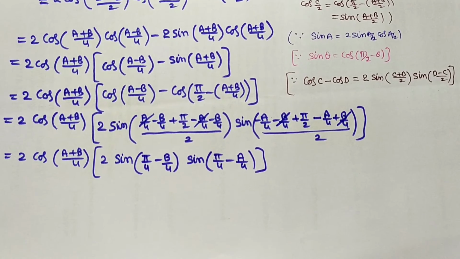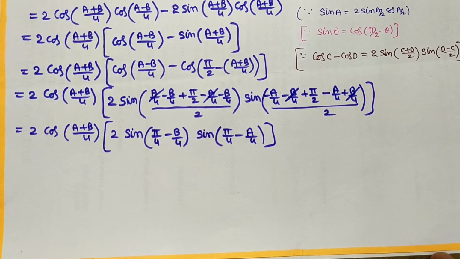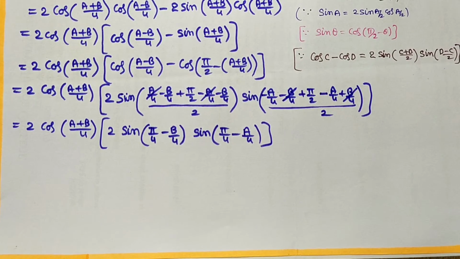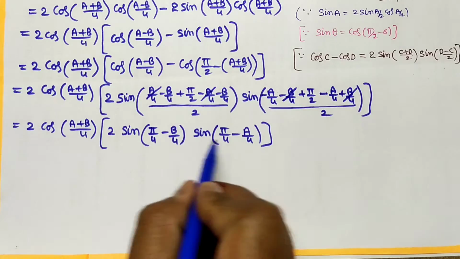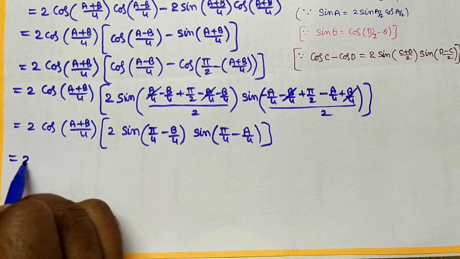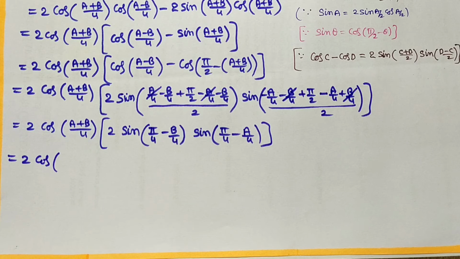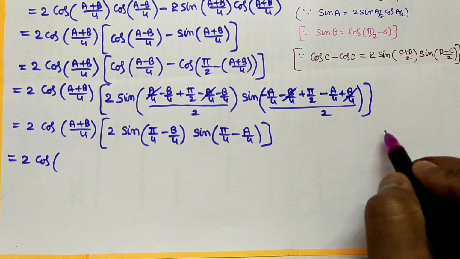We already know that sin theta, in terms of cos, we have to convert. So sin theta can be written as cos of pi by 2 minus theta. Here I already wrote the formula. Now these bracket values we can write in terms of cos. 2 into cos of (a plus b) by 4 can be written as, here once again I'll repeat the formula, write the formula.